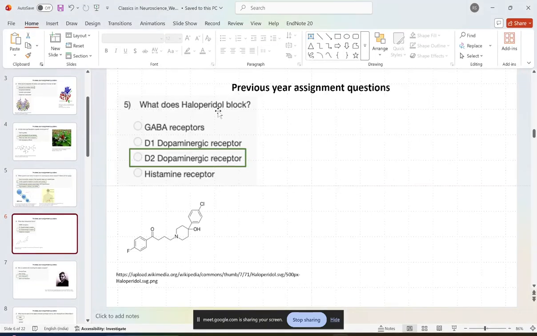So what does haloperidol block? It blocks the D2 dopaminergic receptor. The D2 dopaminergic receptor is one of the receptors for dopamine in the nervous system. And by blocking the D2 receptor, it is able to act as a dopamine antagonist.